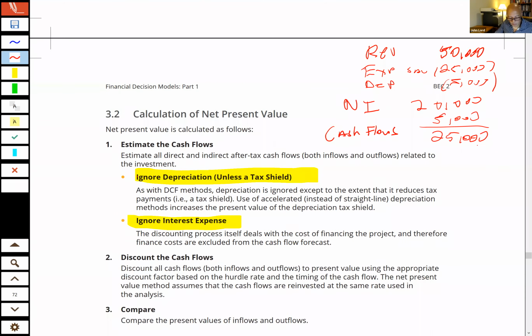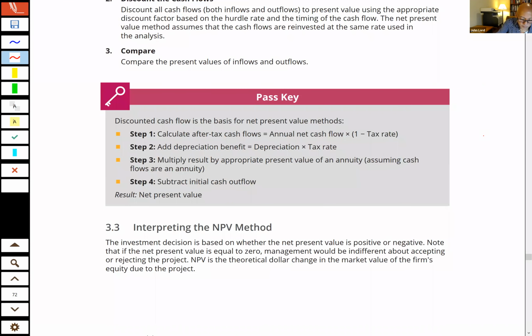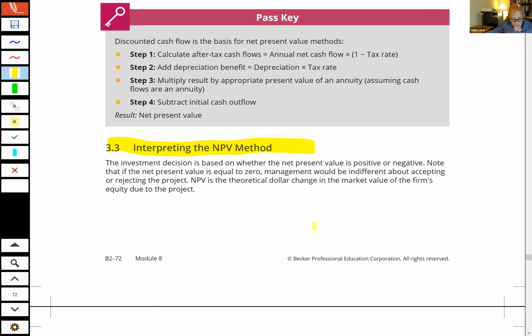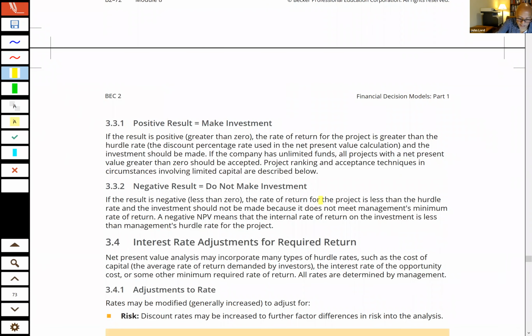Okay, good. So let's come over and see how we will interpret the net present value method. This is probably the most important part, and we definitely do want a flashcard, because even though we may know the mechanics of calculating the net present value, if we don't know what the results mean, we're going to be in trouble pretty quickly.